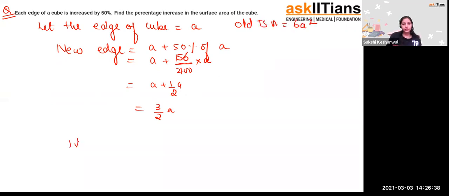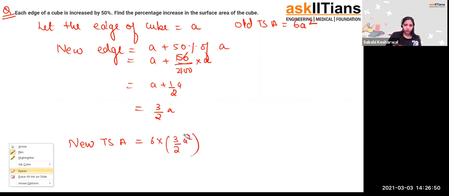So the new TSA will be how much? New TSA is equal to 6, this is the new edge, right? So 6 into 3 by 2A square, right? Here it will go A square, that is 3 by 2 A square, right? So you just see this, this is what?